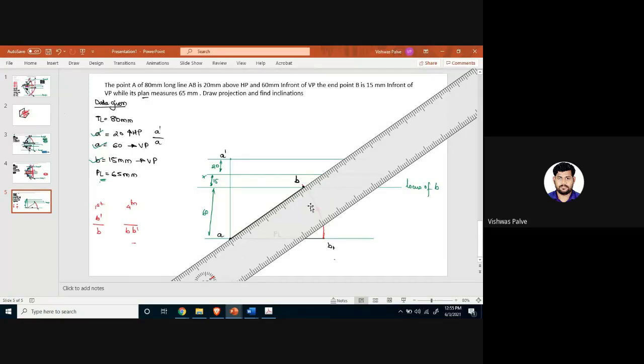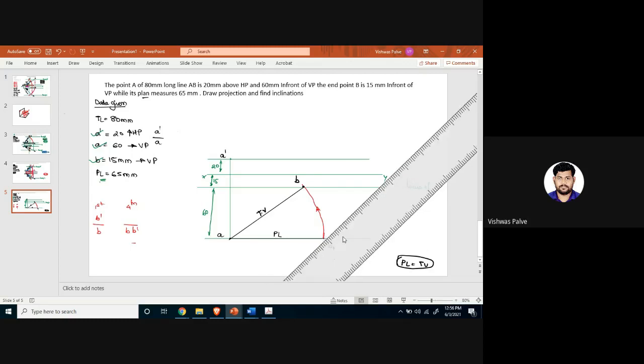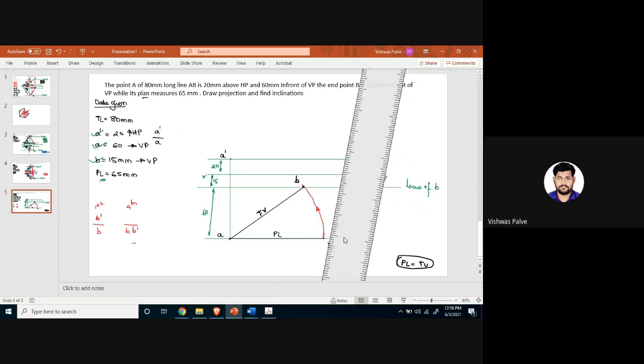So what will this line be called? This will be my top view length, whether it is true length or top view length. Plan length is always equal to top view length. So this is my plan length, and if I rotate it, you will get the top view. Okay, so we have drawn our top view.